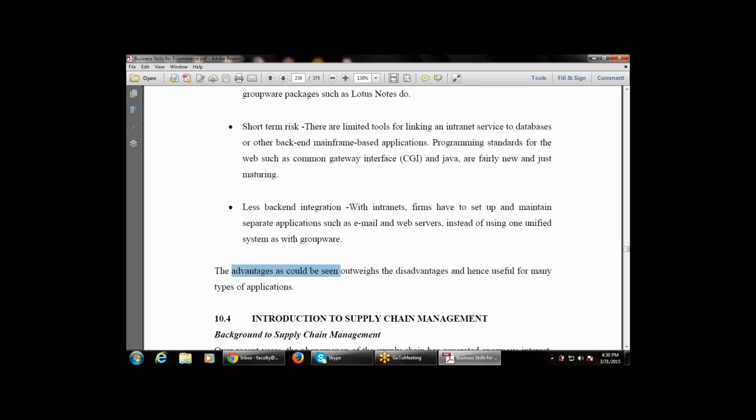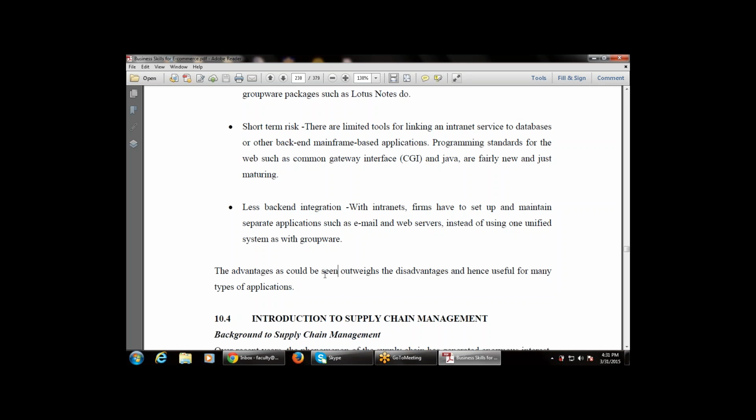The advantages, as could be seen, outweigh the disadvantages and hence it is useful for many types of applications. That is, the advantages are more than the disadvantages of intranet. So most of the organizations, most of the large scale industries are using the intranet nowadays for doing their operations. So we have studied about the intranet, that is a local area network within the organization within a local area. We have studied about the advantages of intranet. We have studied about the disadvantages of intranet.